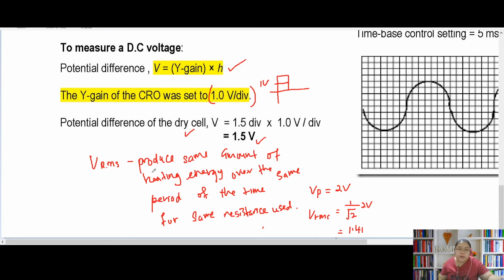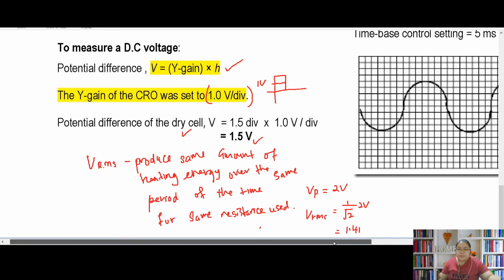So the root mean square produces the same amount of heating energy over the same period of time for the same resistance. The time is the same and the resistance is also the same, but I can still produce the same amount of heating effect, although I am using less potential difference. So we can say root mean square saves voltage while producing the same effect. We can do this calculation for AC only. DC does not have any root mean square.